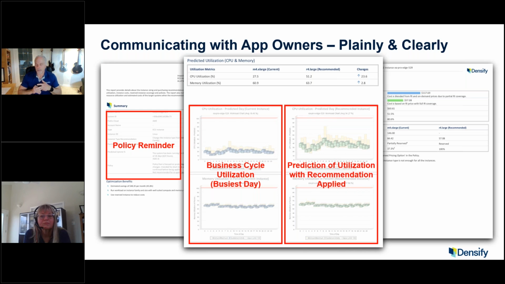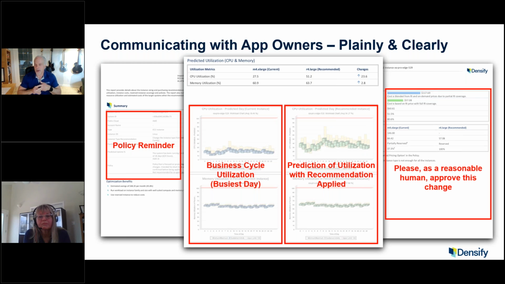and what it's going to look like when we move it to an instance in the same family or a different family. So what's the predicted utilization going to look like? And what is the impact of the cost, whether it's up or down? And then all those details can be used to actually go through an approval cycle. So saying, as the application owner, you're going to be safe. Can you approve this change?